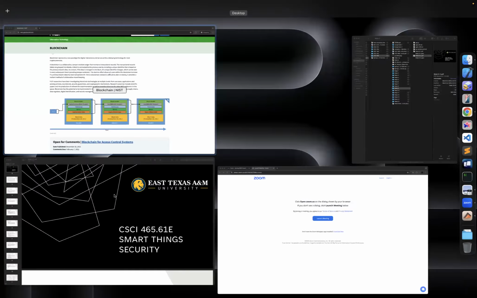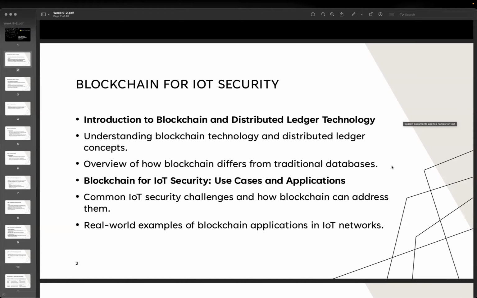Okay, for today's smart security topic, we will introduce one more on IoT security and smart things. We'll be using blockchain. Before we go into the blockchain, we may introduce what blockchain is and how distributed ledger technology works. So we need to have a basic understanding of what blockchain technology is.